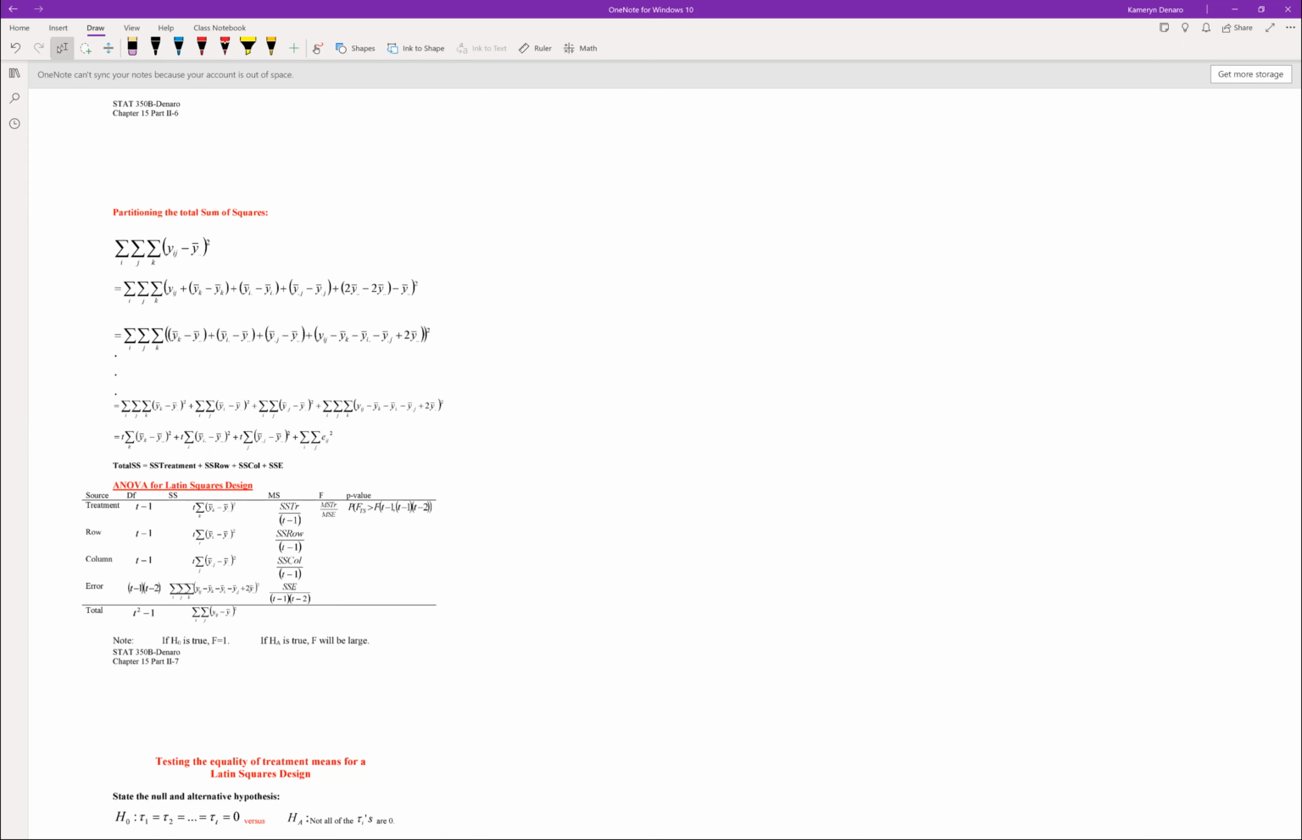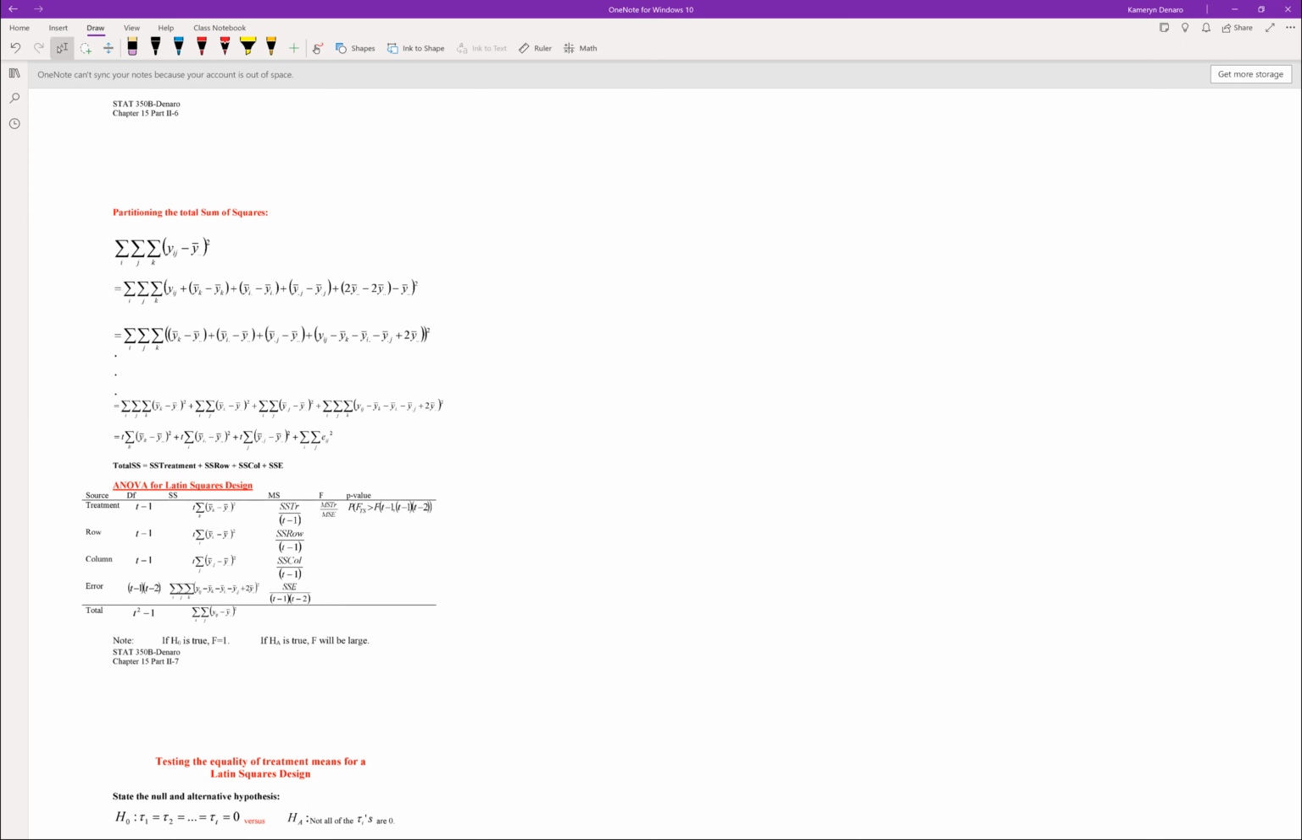We can get our sum of squares due to treatment. And this is our main concern: what is the effect of treatment after controlling for two different blocking factors? That's why we're only calculating an F value for the source of treatment, because we're really not curious about the effect of the blocking factor. We are only interested in the effect of the treatment after adjusting for the blocking factor of the rows and the blocking factor of the columns.